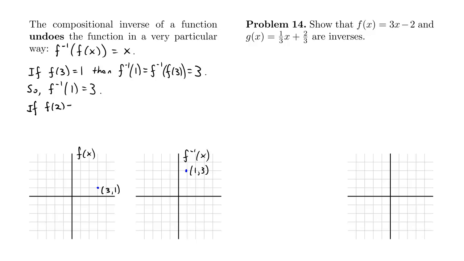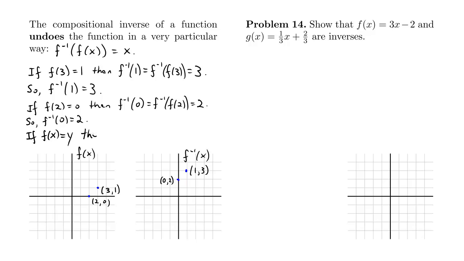Similarly, if f of 2 is 0, then f inverse of 0 is f inverse of f of 2, which is 2. So if the point (2, 0) is on f, then (0, 2) is on f inverse. More generally, if f of x is equal to y, then f inverse of y is equal to x. This is how f inverse undoes what f does. It returns f's outputs back to its inputs.